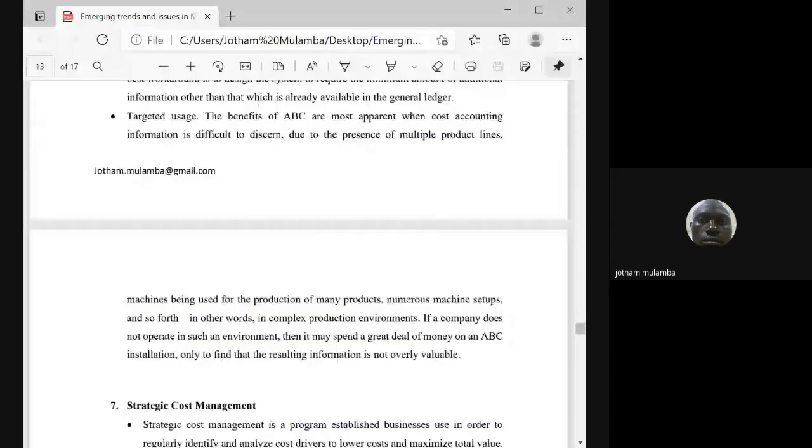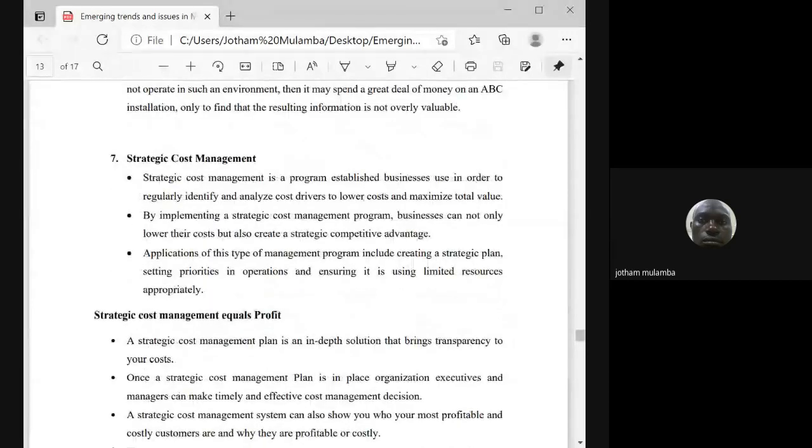So advantages and disadvantages we'll go through. Then next, number 7, we have strategic cost management. And when you talk of strategic cost management, it is a program established by a business in order to regularly identify and analyze cost drivers to lower cost and minimize total value.